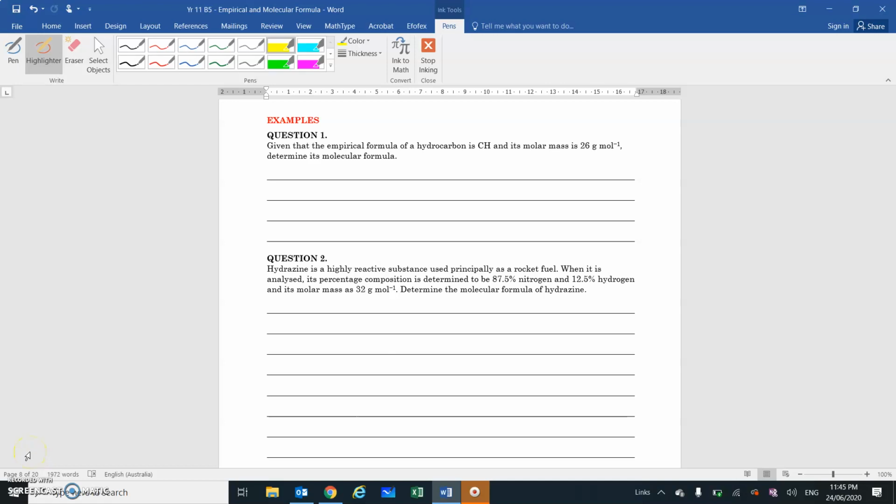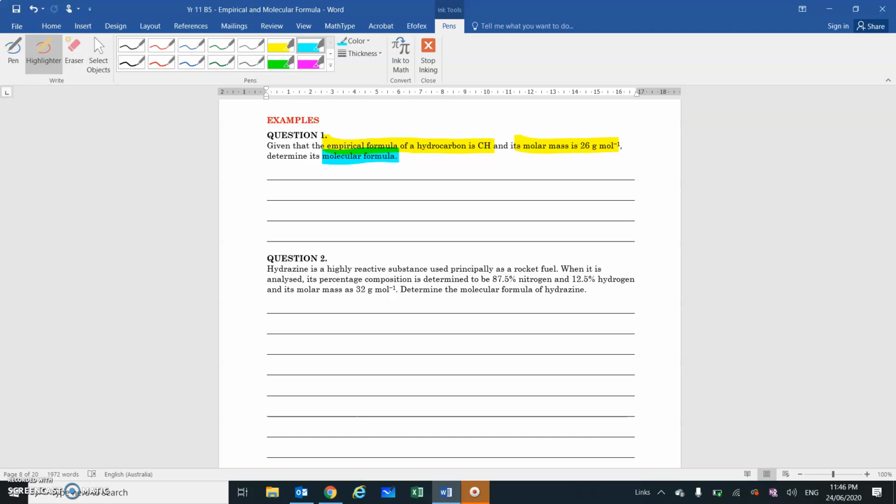Okay, so this is on page 9 of booklet 5. This example says, given that the empirical formula is CH, and its molar mass is 26 grams per mole, you need to find the molecular formula. Remembering that the molecular formula is sometimes just a multiple of the empirical formula. They can be exactly the same as well, but sometimes it's a multiple of the empirical formula.